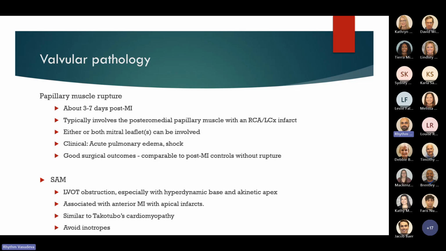On the other hand, for SAM, again, high index of suspicion, especially if you start seeing increased velocities, usually seen with this hyperdynamic base and akinetic apex. Again, as part of our differentials, Takotsubo can look very similar, and we have a very similar treatment or intervention plan for them too. It's usually associated with anterior MIs where the apex is not moving, but the base of the LV is hyperdynamic, and that can lead to SAM and LVOT obstruction. So we do try and avoid inotropes for them.